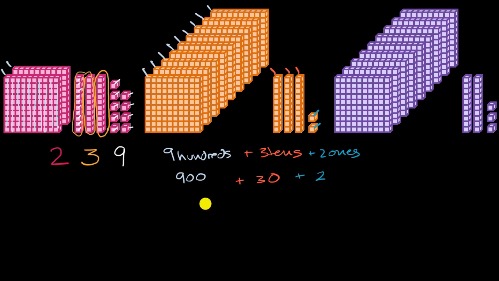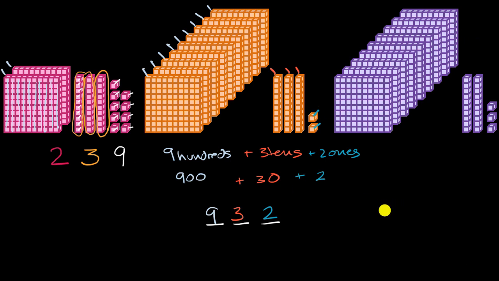Or we could say in the hundreds place, let me just put the places here. So that's hundreds, tens, ones place. In the hundreds place, we have 9 hundreds. In the tens place, we have 3 tens. And in the ones place, we have 2 ones. So this isn't 923, this is 932. So it's probably going to be this one, but let's see if we can figure that out.